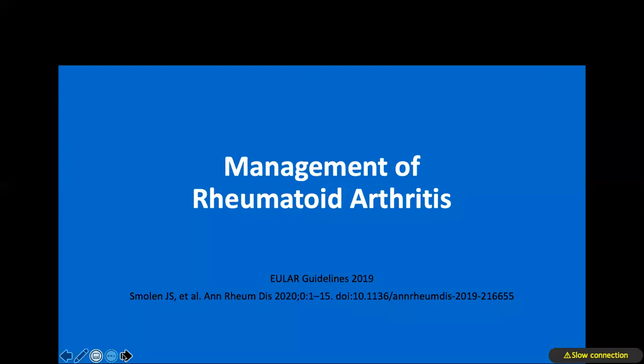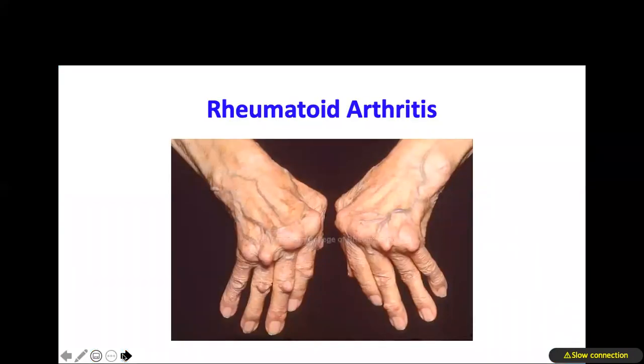So let's focus on the management of rheumatoid arthritis. So this is a brand new guideline. It's so new that it doesn't even have a number yet. It's actually just accepted for printing. So it's brand new. And you know, rheumatoid arthritis is a disabling, damaging disease condition.